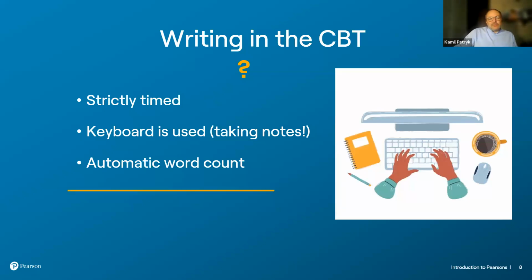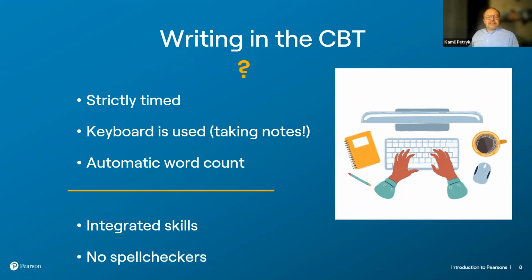Additionally, when it comes to Pearson English International Certificate computer-based tests, as you will see in a moment, most writing tasks combine skills. As a matter of fact, skills are tested in combination: listening and writing, reading and writing, so writing tests integrated skills. And last but not least, although this is typing, using a keyboard, students have no spell checkers, so that might also be an issue for your students, since they might be used to the fact that when they use a keyboard, whether on mobiles or on the computer, they automatically get the spell checker.